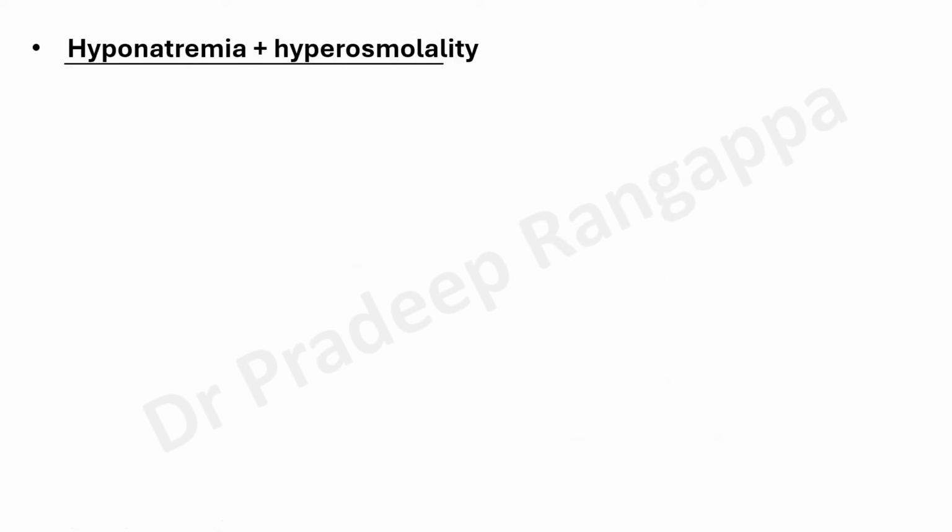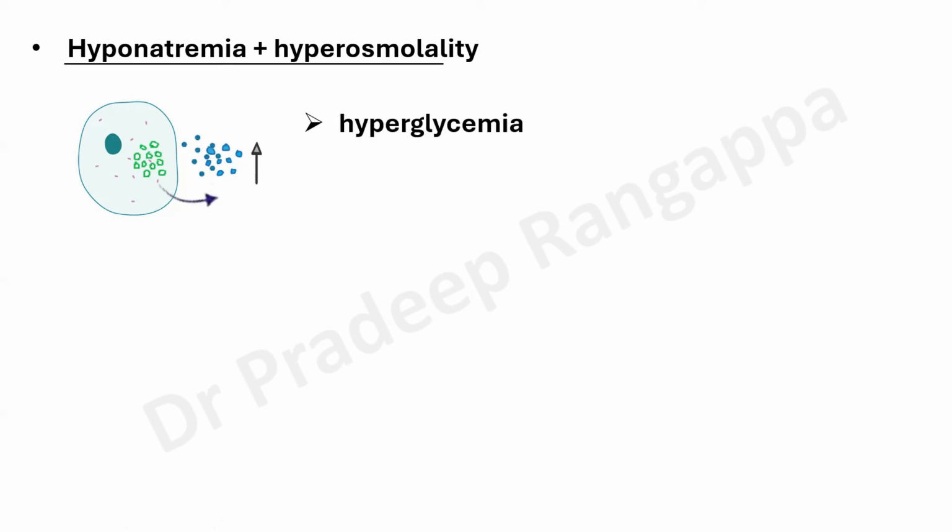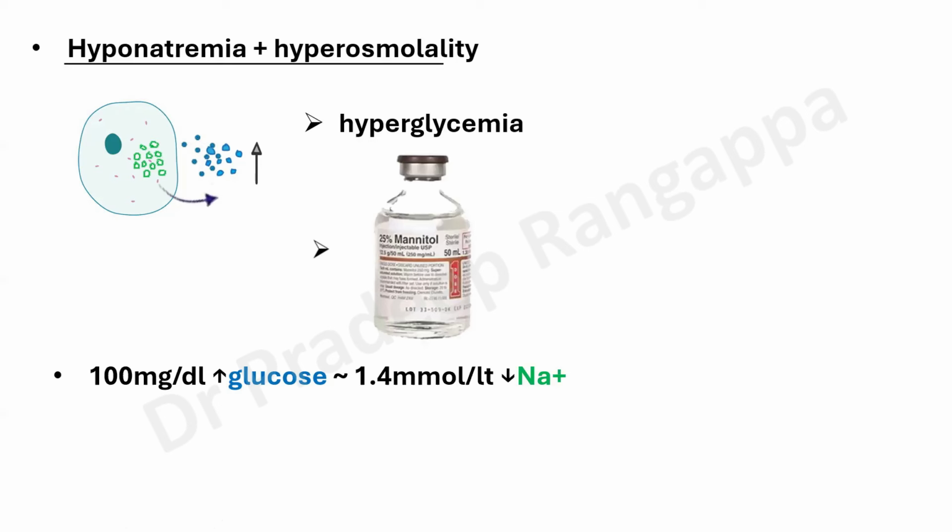paraproteinemias and hyperlipidemia. And I said for hyponatremia with hyperosmolality, there are only two causes, hyperglycemia and mannitol administration. Why does that happen? Because if you have high sugars in the extracellular fluid, or if you have mannitol, there is high osmolality outside the cells, which will draw the water content from the body. Because there is a high osmolality outside, the water content from the cells comes out. So this happens in hyperglycemia and mannitol administration.